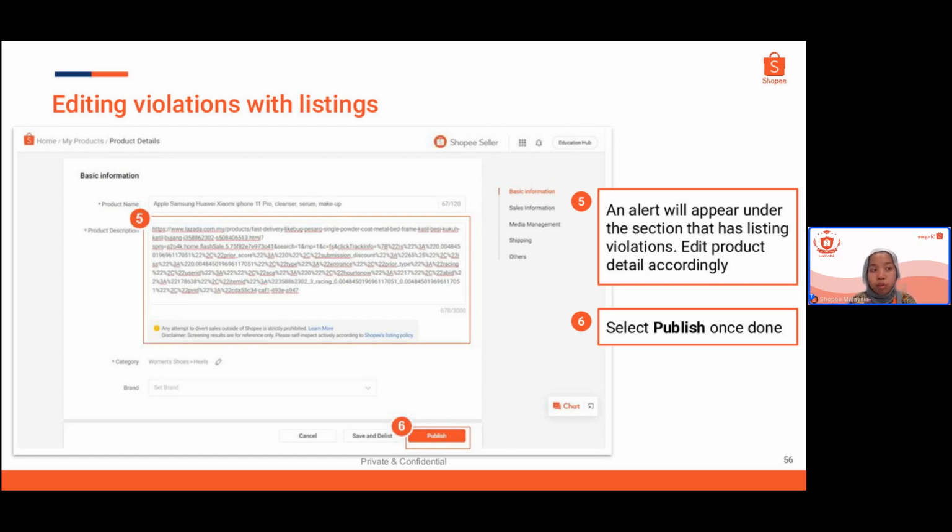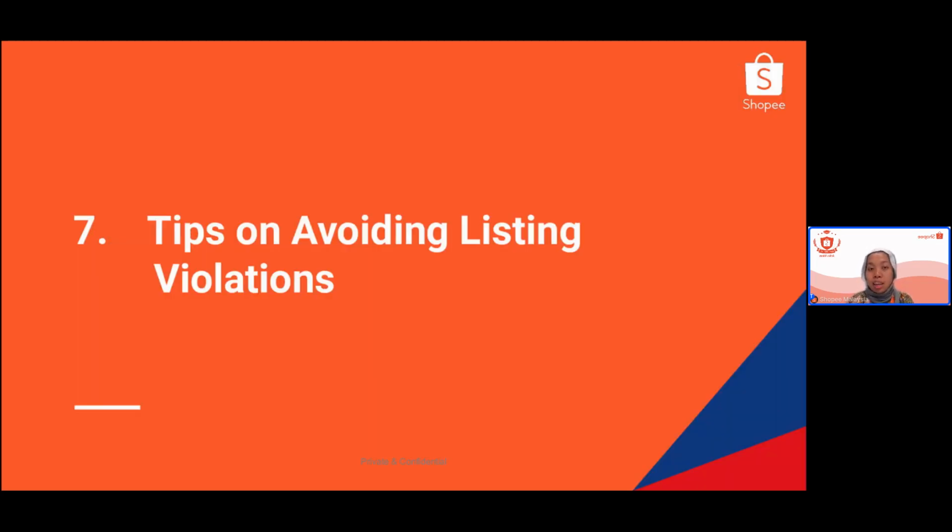So if you are requested to edit the listings with violation, one of the reasons is when you put your contact number, or the shortened link of your contact number, which is not allowed, or you put an external website in your product information. Let's say another platform or another website, maybe your own website. That is not allowed.